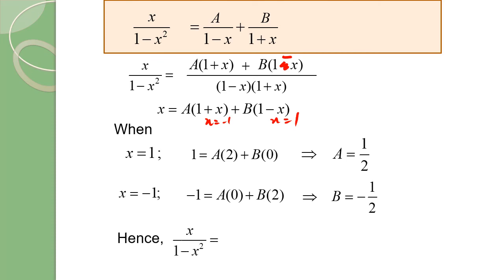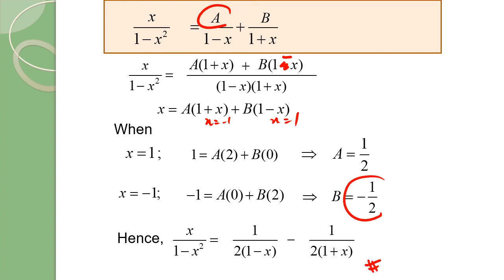So the final answer: x over 1 minus x squared, we replace a with 1 over 2, so it will be 1 over 2 of 1 minus x. And then replace b with negative 1 over 2, so it should be minus 1 over 2 of 1 plus x. So this is our final answer.